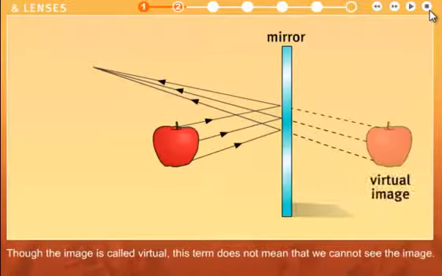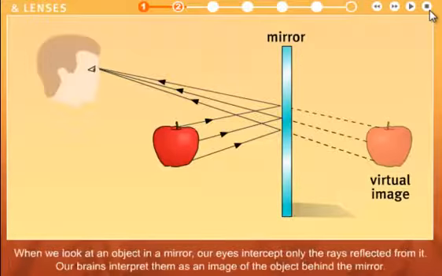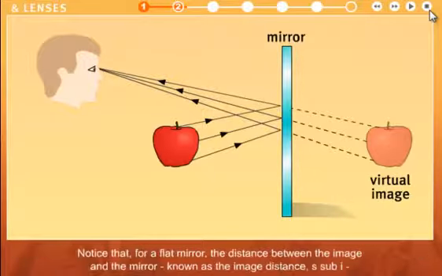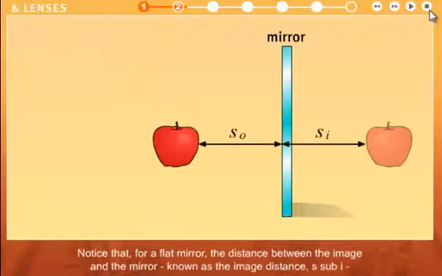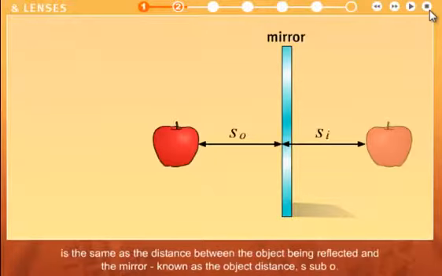Though the image is called virtual, this term does not mean that we cannot see the image. When we look at an object in a mirror, our eyes intercept only the rays reflected from it. Our brains interpret them as an image of the object behind the mirror. Notice that, for a flat mirror, the distance between the image and the mirror, known as the image distance, S sub I, is the same as the distance between the object being reflected and the mirror, known as the object distance, S sub O.